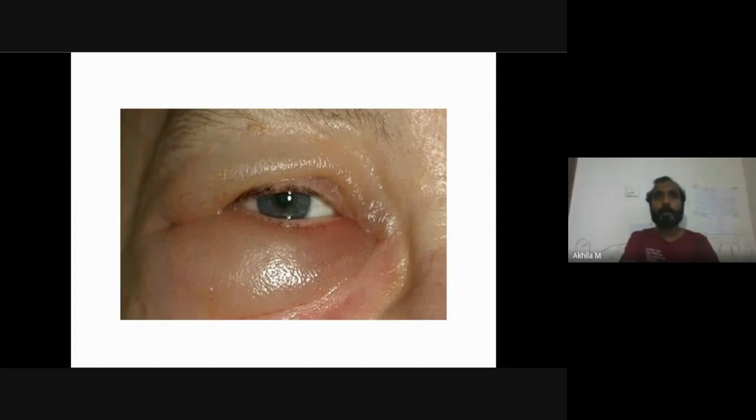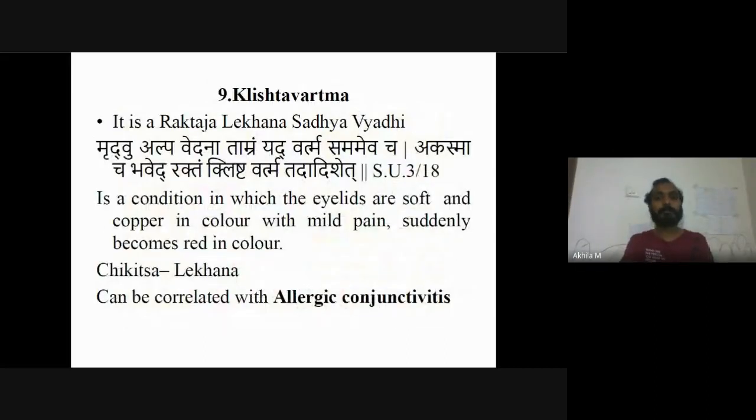Large swelling is there, and because of the swelling the patient cannot close the eye properly. Mild pain will be there. So this condition is called Varma Avabandha. Then Klishta Varma. Sushruta Acharya only describes Klishta Varma.